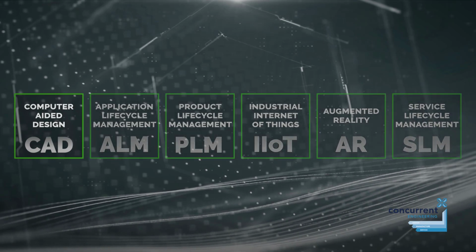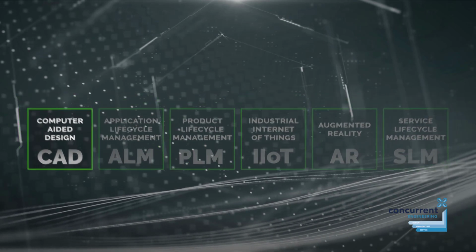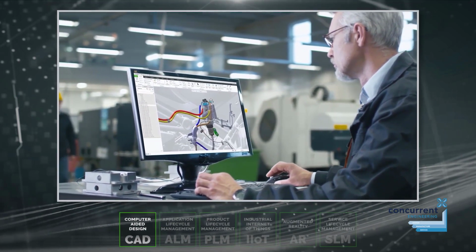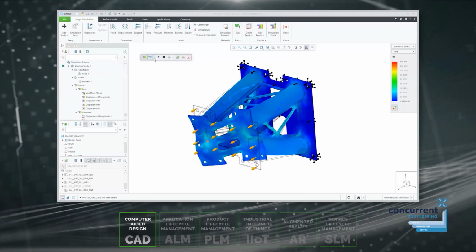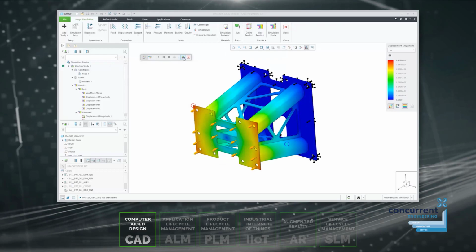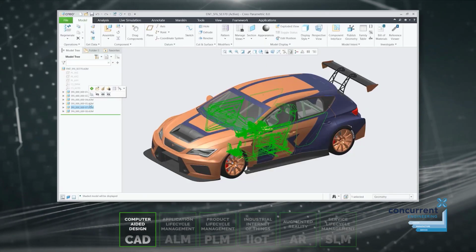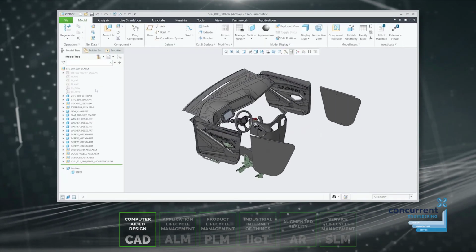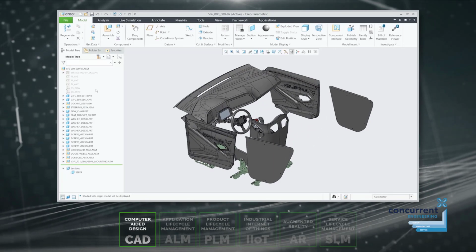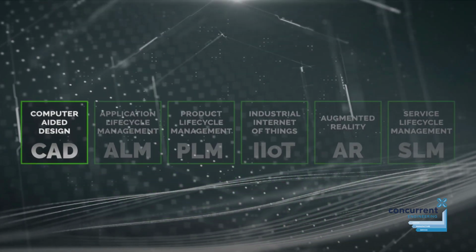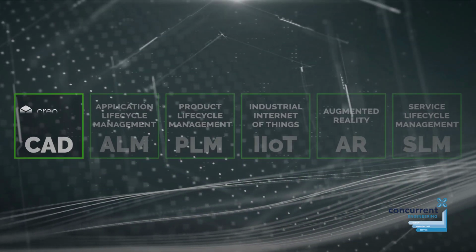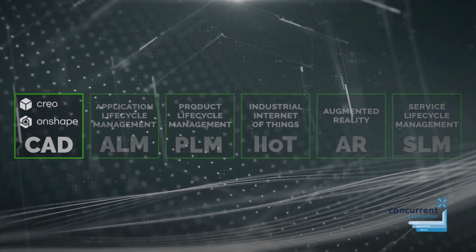The first area, computer-aided design or CAD, is the beginning of the discrete manufacturing process after the requirements are set. With 3D CAD, software engineers conceptualize, design, analyze and validate products and generate the outputs you need to drive downstream processes in manufacturing and beyond. Our brands for CAD are Creo and Onshape.